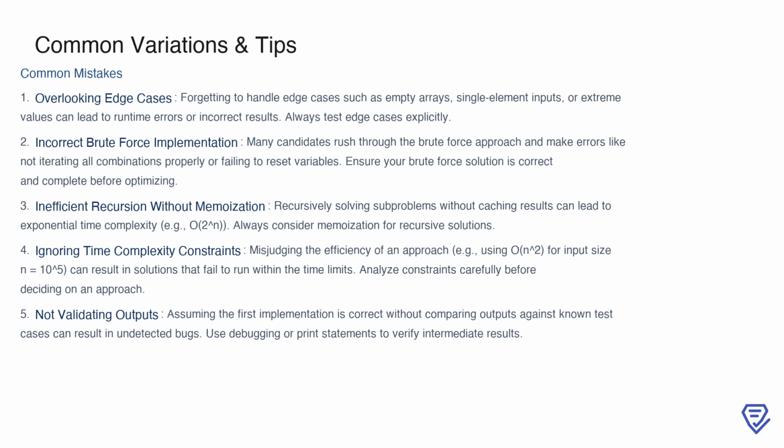Lastly, misjudging time complexity can be problematic. Using an n² approach for large input sizes, such as n equals 10 to the power of 5, will likely result in time limit exceeded errors. Always analyze the constraints and adapt your solution accordingly.